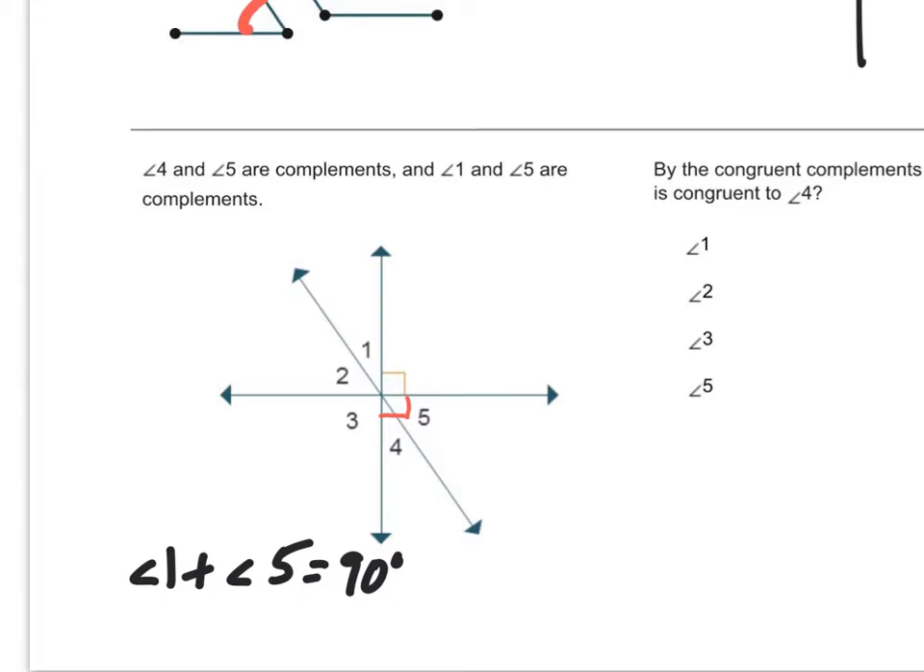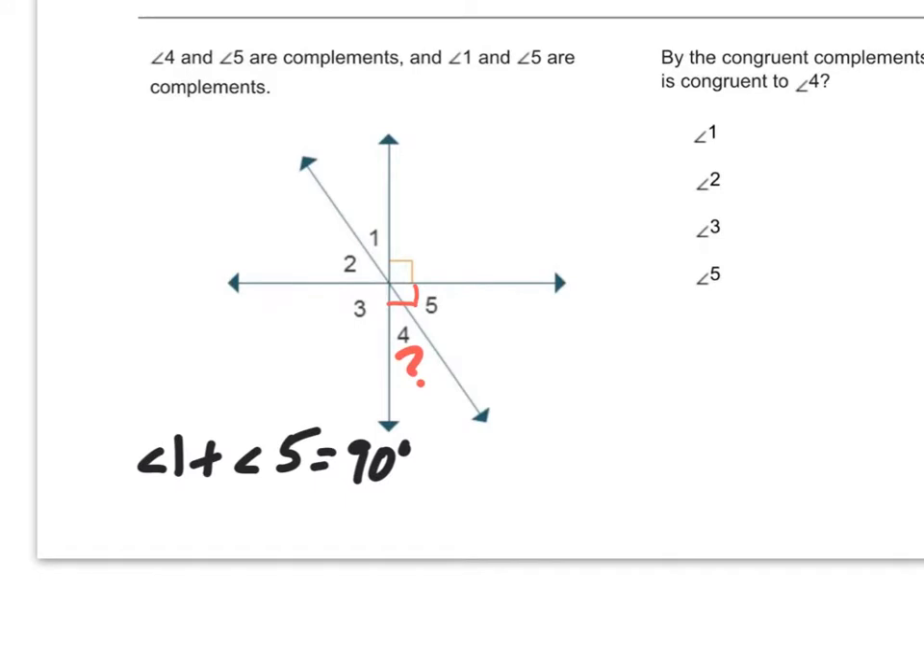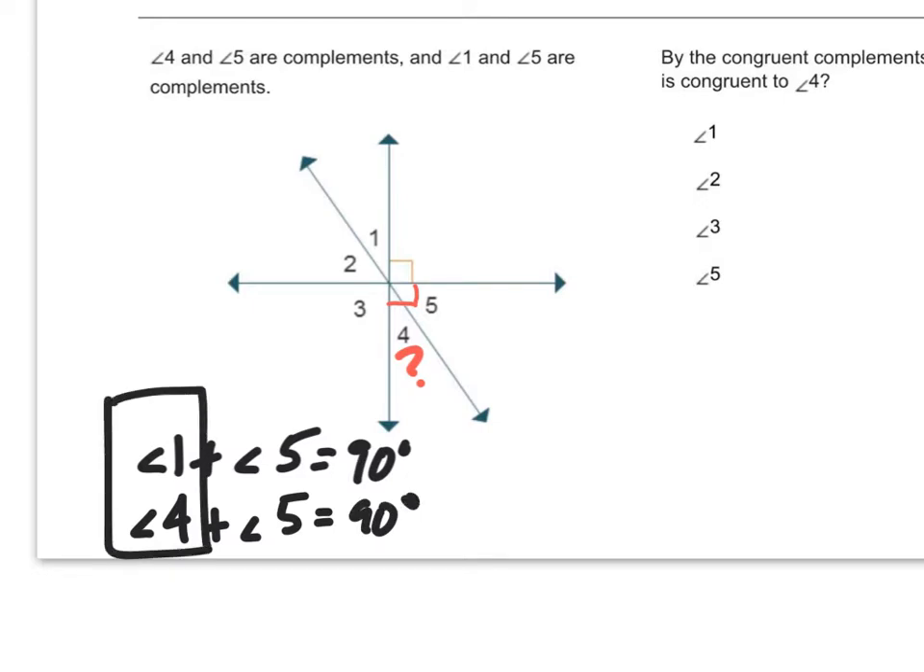Therefore, it's wanting to know which angle is congruent to angle 4. Now, 4 and 5 are complementary. 1 and 5 are complementary. The common one is 5. So I'm also going to write this: angle 4 plus angle 5 is also 90 degrees. So what can we say about angle 1 and angle 4? They are congruent, so that's the answer.